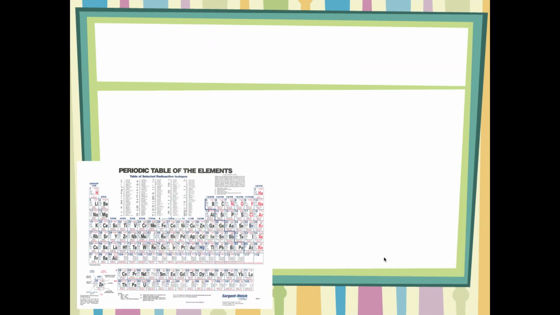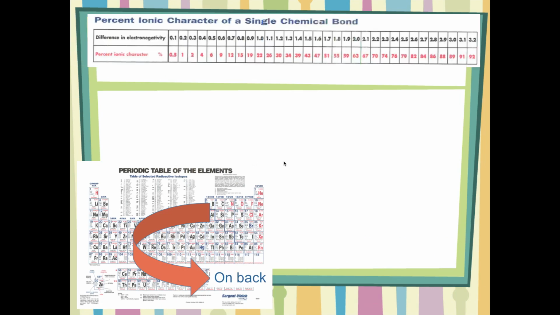So you've got the fancy periodic table, but then remember it's on the back side. And on the back, on the top, you'll see this, the percent ionic character. In black, it lists the difference between the electronegativities. Literally, you just subtract. And then that corresponds to what percent of an ionic character is it. So the higher percent it is, the more likely it is to be ionic. The lower percent, the more likely it is to be nonpolar.